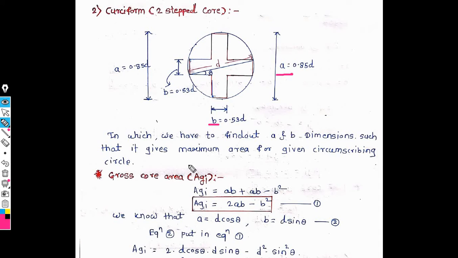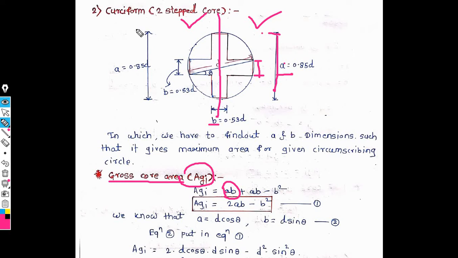Now first find the gross core area, that is AGI. We have to consider the half section, because this section is always the same as this section. First find this section. We have taken A, and this section is B, so it is A into B.